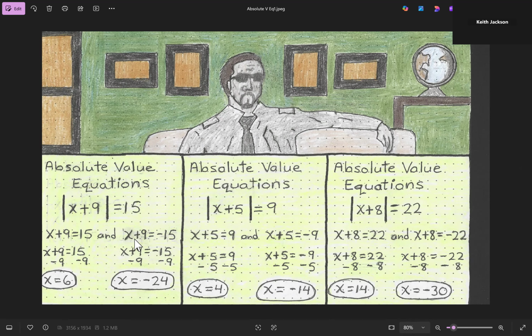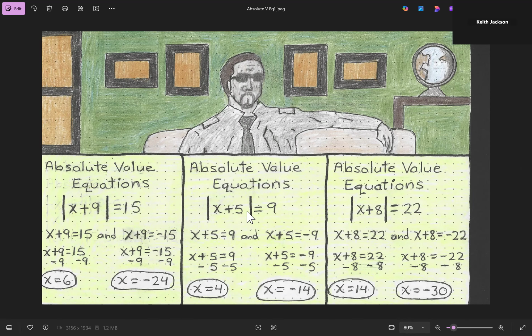Again, we have x plus 9, in this case, is equal to a negative 15. And so let us subtract 9 from both sides again. And when we do that, x will be equal to a negative 24. Plugging negative 24 back into the absolute value equation, a negative 24 plus 9 will give us a negative 15, and the absolute value of negative 15 is 15.